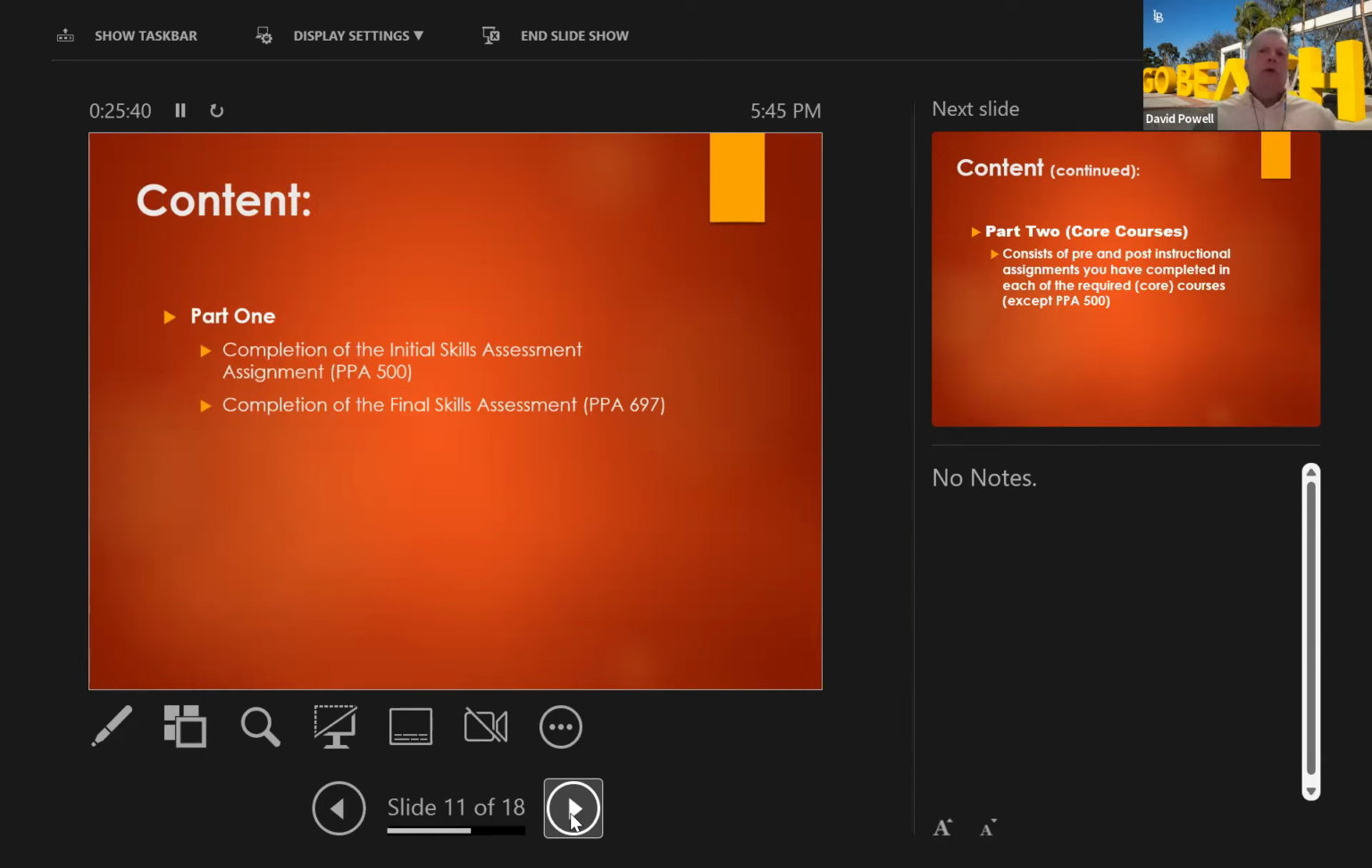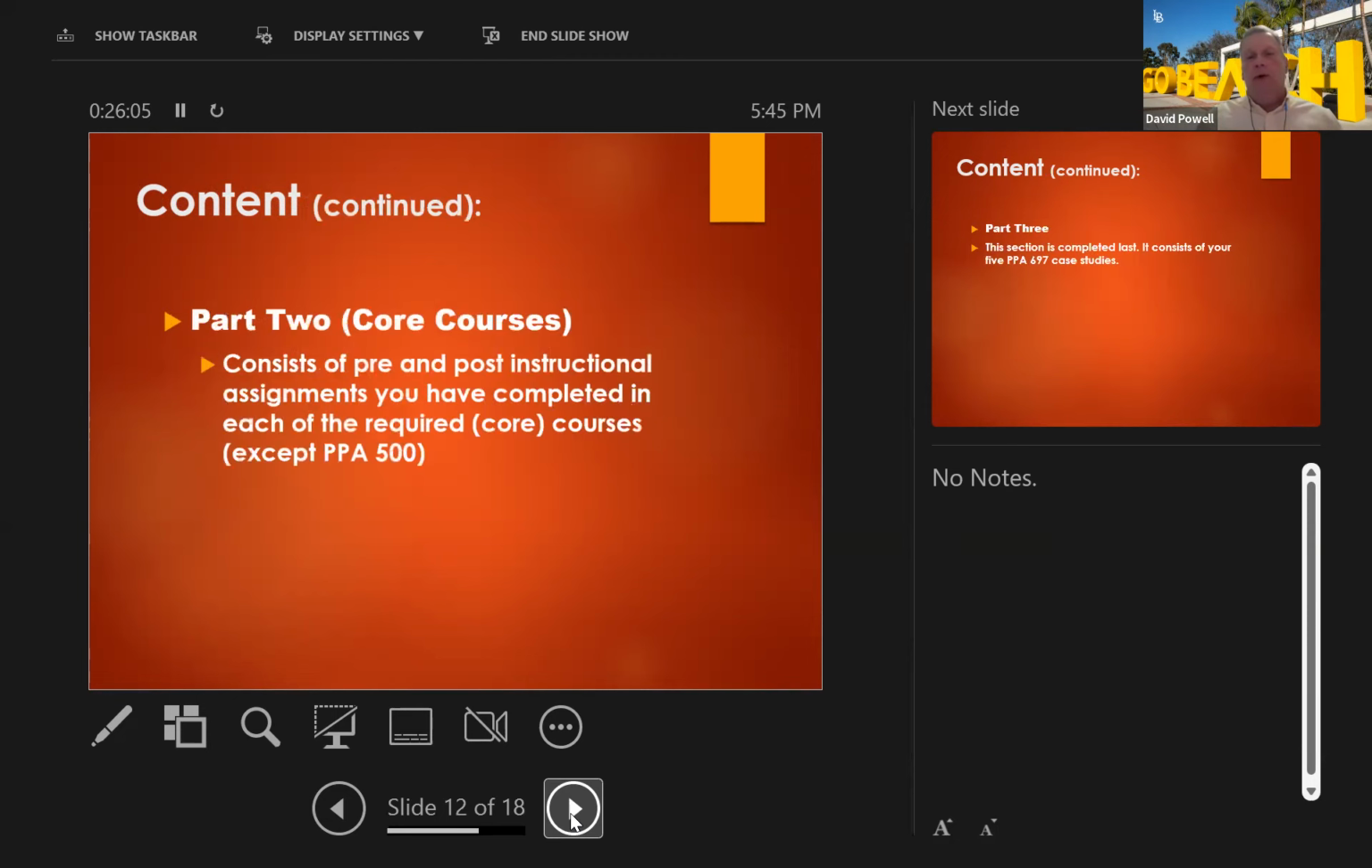So right now, the student learning portfolio consists of only 3 sections. There are 3 parts to it. Part 1 consists of the initial skills self-assessment that you are doing in this class, and then the final skills assessment that you will do in 697 after you have completed your 5 cases. So you just take your initial skills self-assessment, your final skills self-assessment, that then becomes part 1 of your portfolio. Part 2 of your portfolio will consist of the pre and post instructional assignments from your core courses.